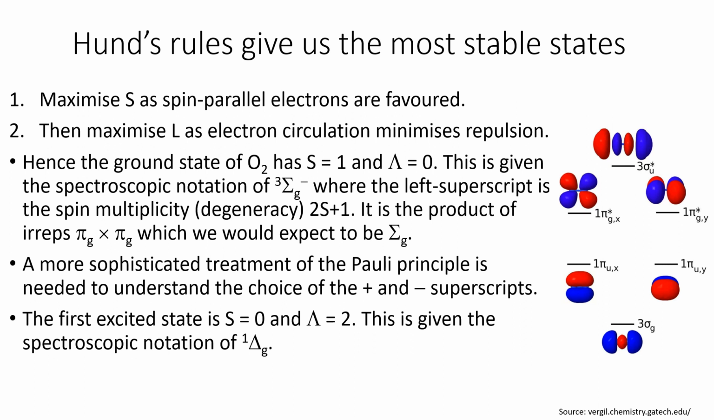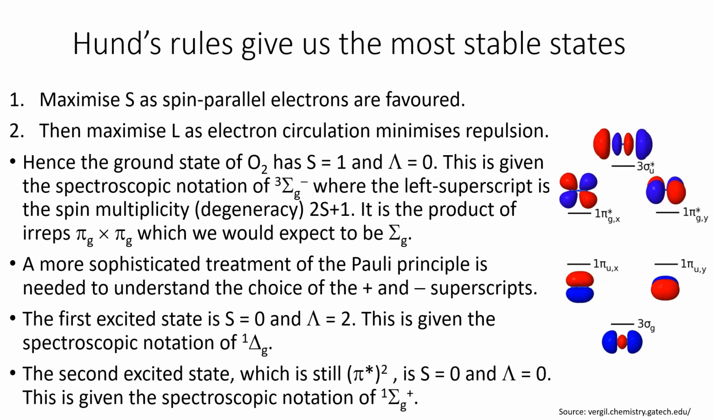Now the first excited state. So this is looking at one of the other microstates now. Our first excited state, which is going to be a singlet state because the electrons are anti-parallel, is going to be singlet delta g. And the delta there, that's the one with capital lambda equal to 2. Remember this is going to be lower in energy than capital lambda equal to 0 because we're maximizing capital lambda. So here we get this notation singlet delta g. Again it has to be g because this comes from the product of two orbitals which are both g.